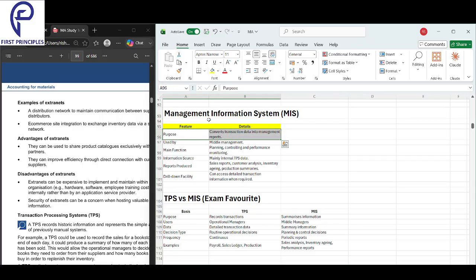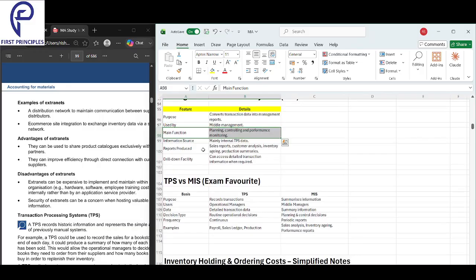MIS converts operational data into management reports, mainly used by middle management. The main function is planning and performance monitoring. The data mainly comes from TPS. They take the TPS data, make a summarized version of it, make an analysis, and make decisions.